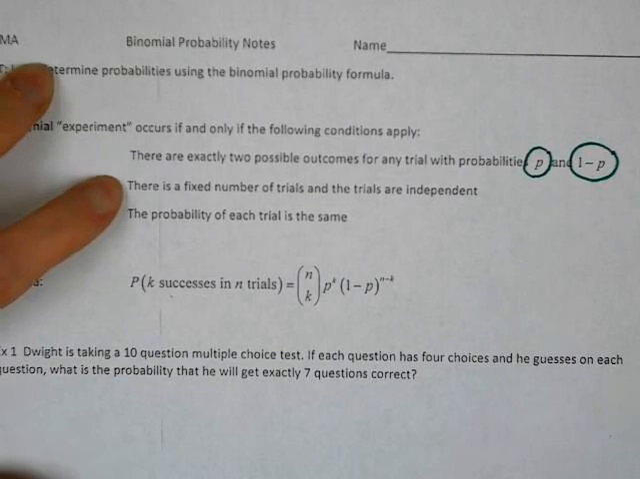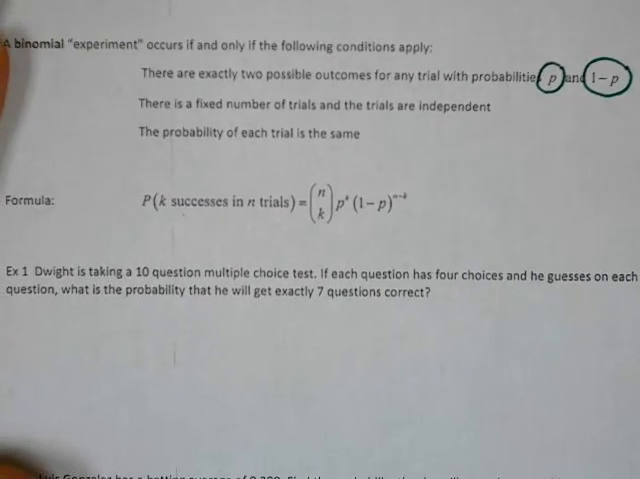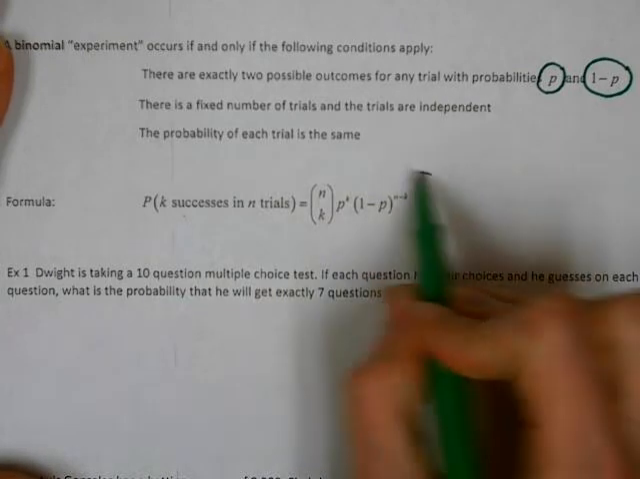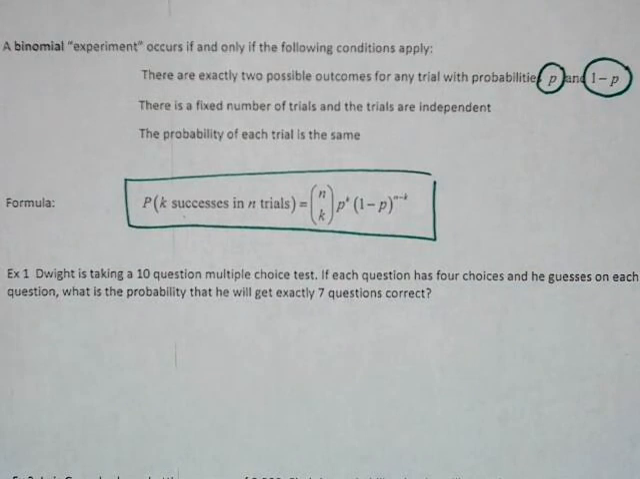There's a fixed number of trials, and the trials have to be independent, and the probability of each trial must be the same. All right, so if you have those three conditions, this is the binomial probability formula. And let's talk about what all this means.